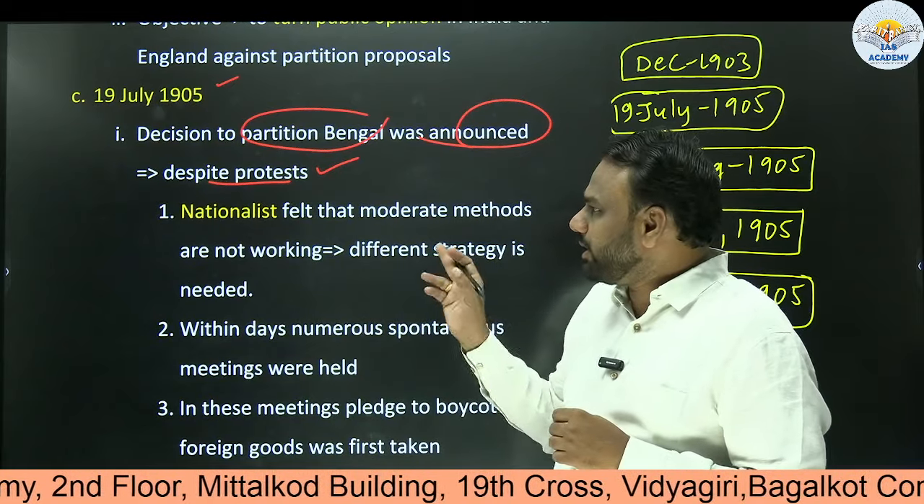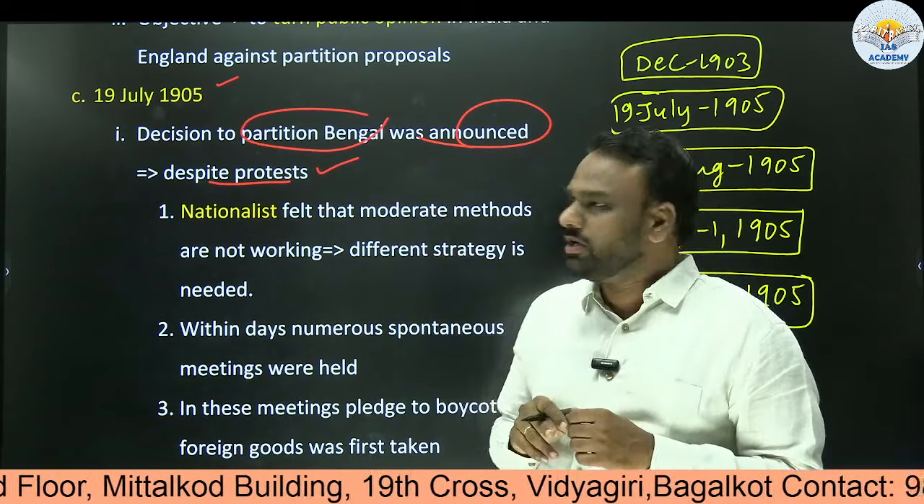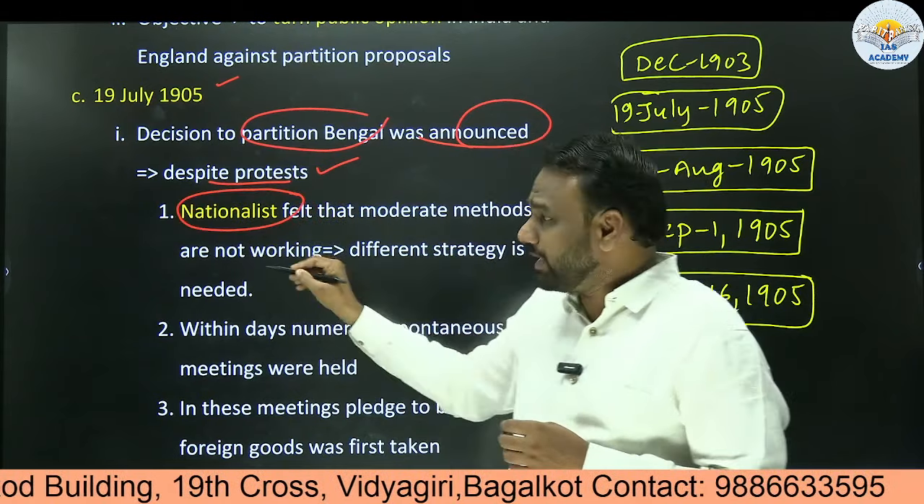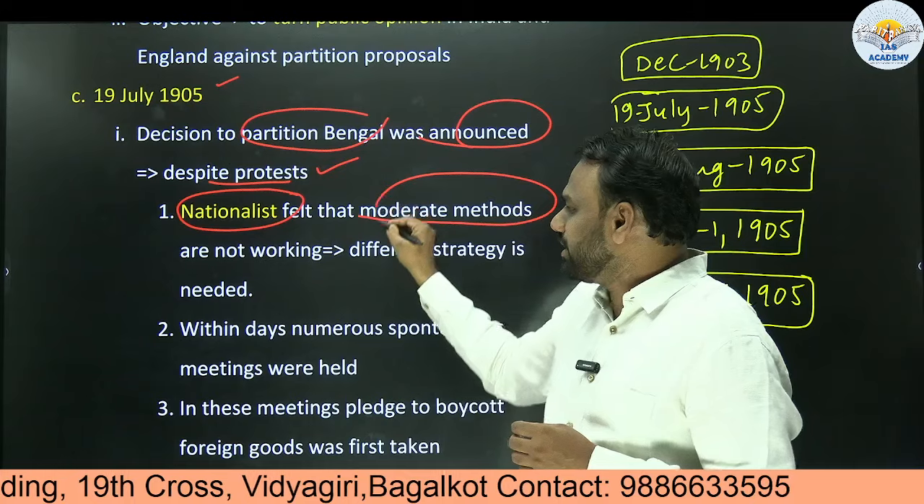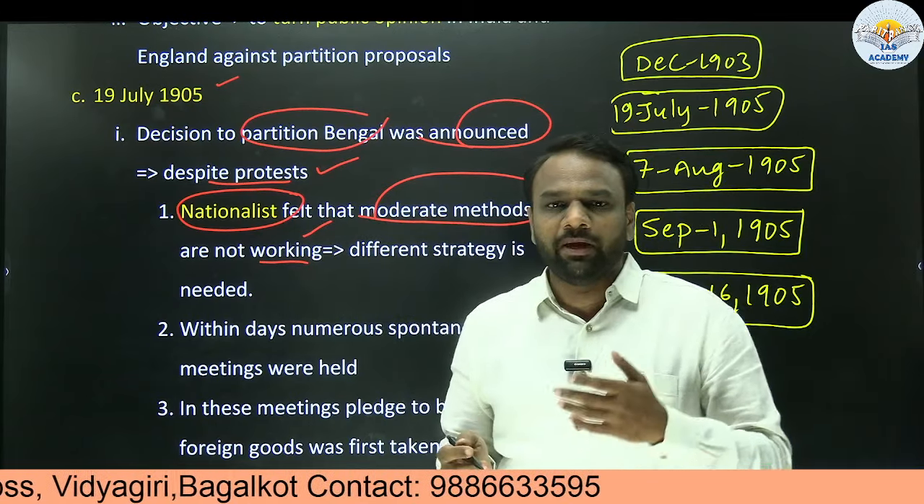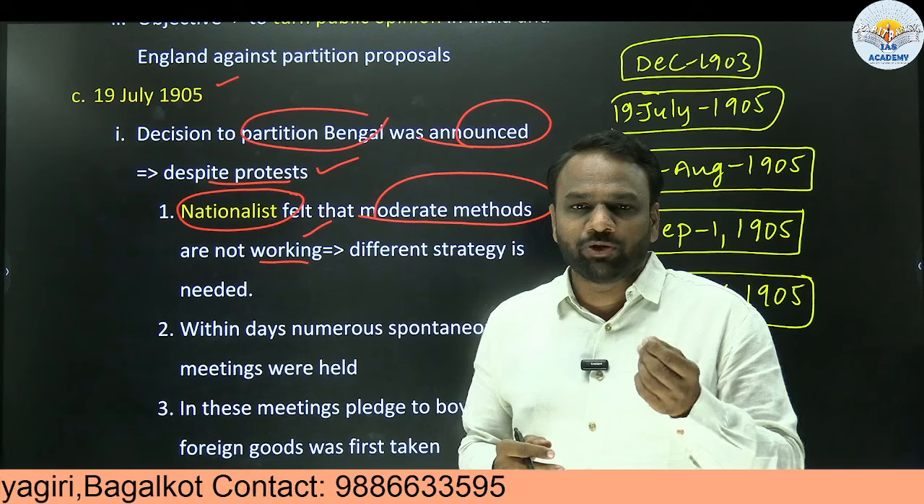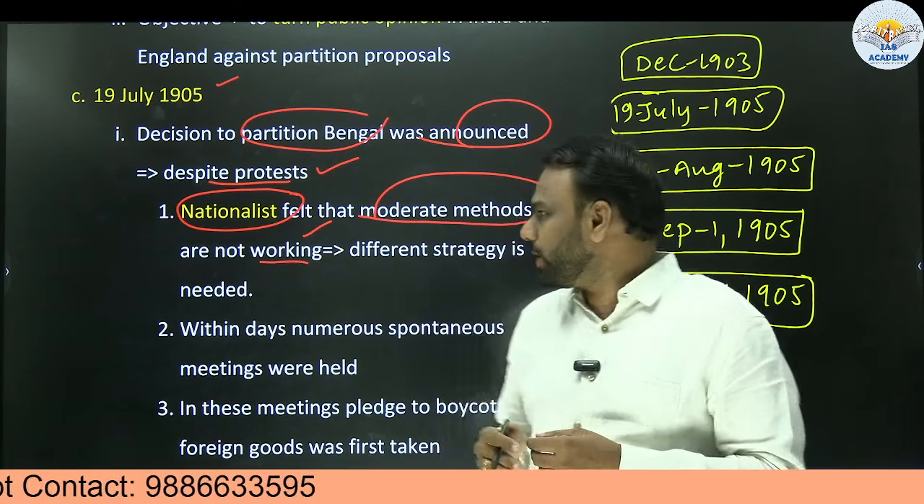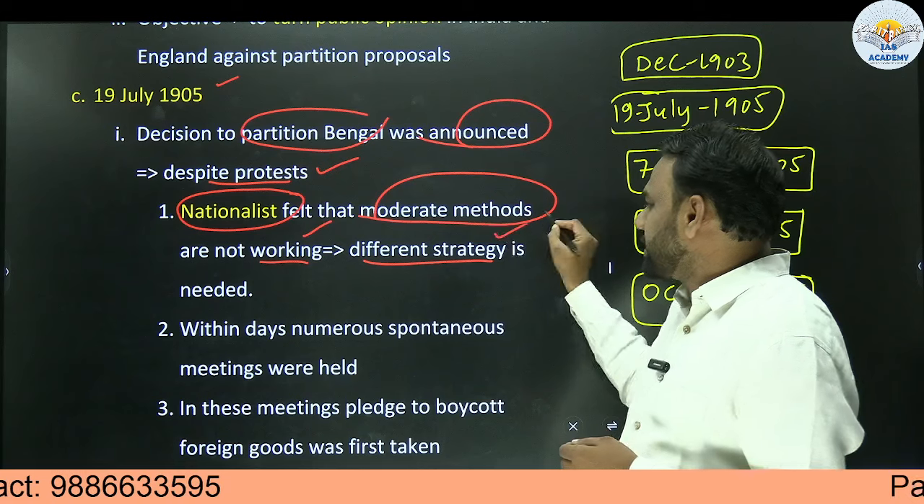So despite protests, when Britishers took this decision, nationalists felt that the moderate methods were not working. The moderate methods which they used, for example, public speeches, or the press, petitions, memoranda and all. These are not going to work. So we require a different strategy. Okay.